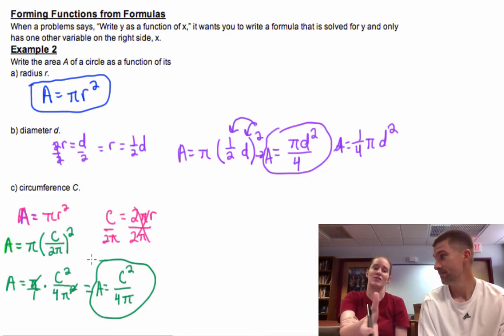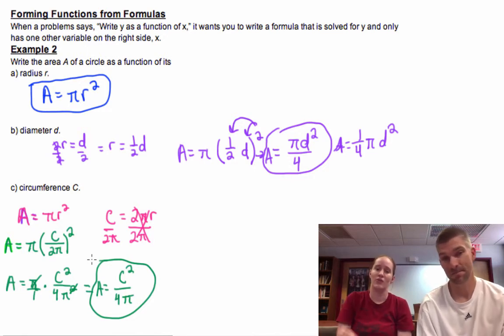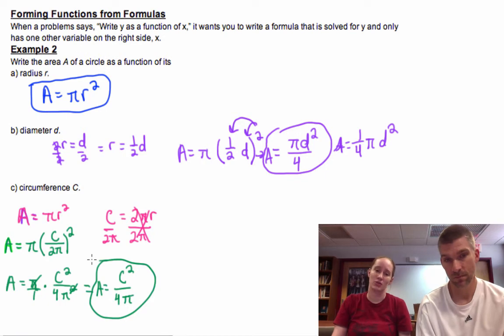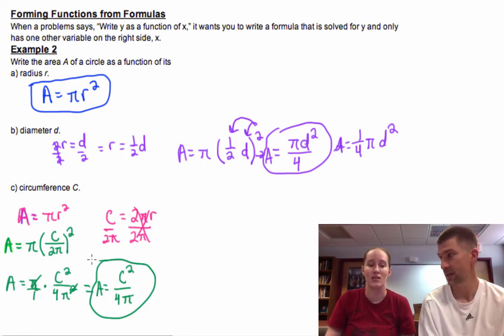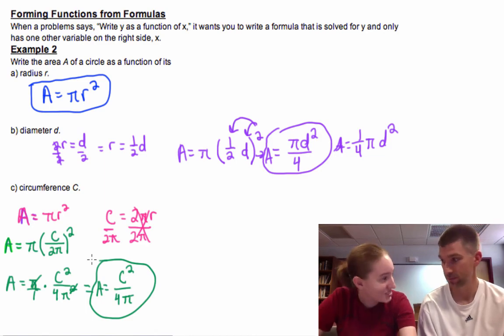The whole point, though, is that we wrote area as a function of the circumference. So A was on the left, C was on the right. No other variables were involved, or harmed in the making. This was variable safe production.